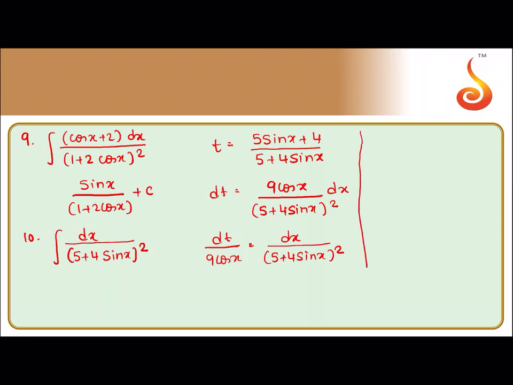Now, here cos x is there. We convert cos x in terms of t. So sin x, using the common denominator rule, is written as (5t minus 4) by (5 minus 4t). From this, we calculate cos x. Cos x becomes 3 into under root of (1 minus t square) by (5 minus 4t). So this is already the integral given to you. So we substitute it.